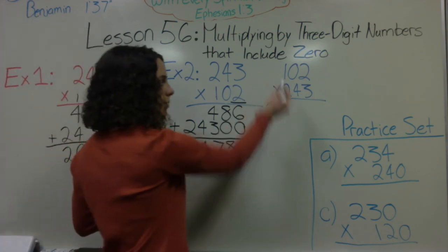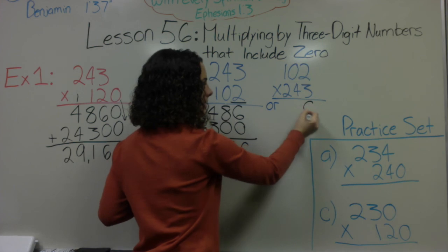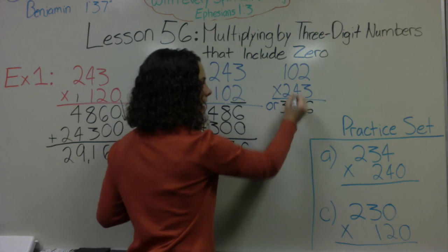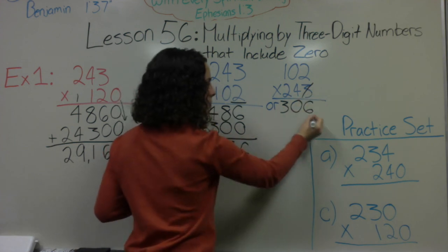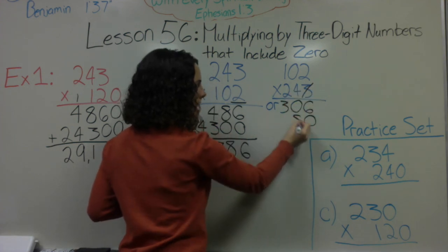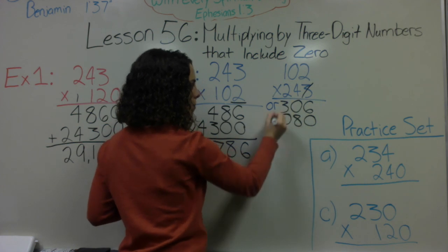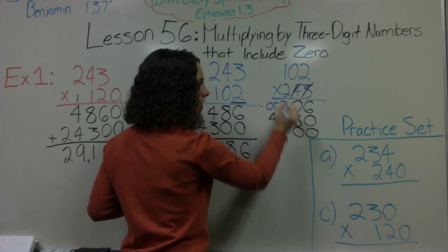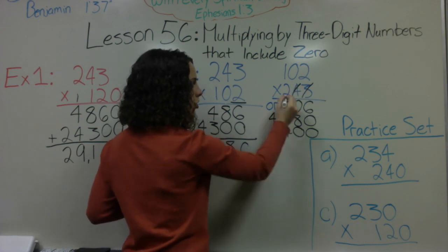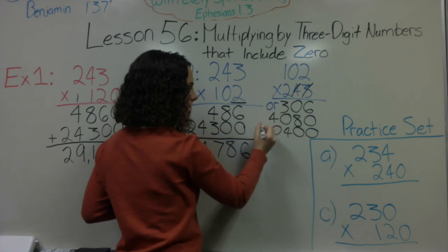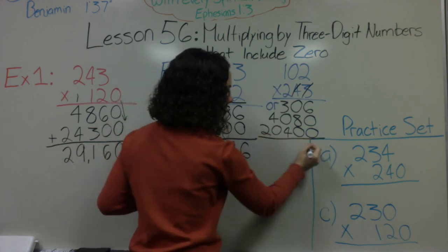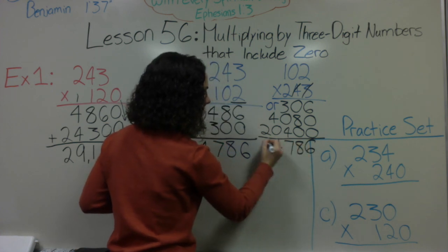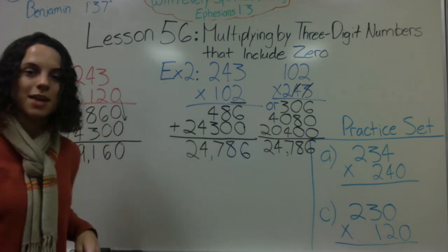And if we were to solve it this way, we'll get the same thing. 3 times 2 is 6, 3 times 0 is 0, 3 times 1 is 3. Then multiply by my tens place, 1 0. 4 times 2 is 8. 4 times 0 is 0. 4 times 1 is 4. Now multiplying by my hundreds place, 2 zeros. 2 times 2 is 4. 2 times 0 is 0. 2 times 1 is 2. Add these together, there's 6, 8, 7, 4, and 2. Still get the same answer.